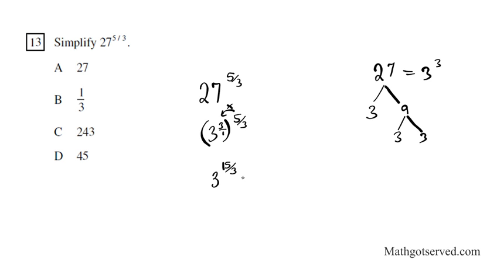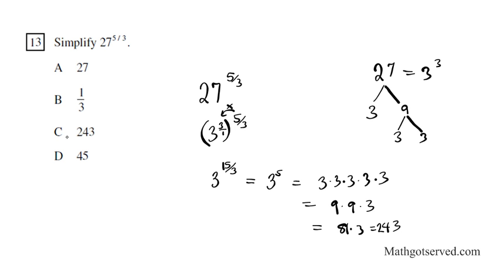What is 15 over 3? 3 goes into 15 5 times, right? So this is going to be 3 to the 5th power. What's 3 to the 5th power? 3 times 3 times 3 times 3 times 3. You can do this in your calculator. This is 9 times 9 times 3, or 81 times 3, which is 243. So your answer is C.